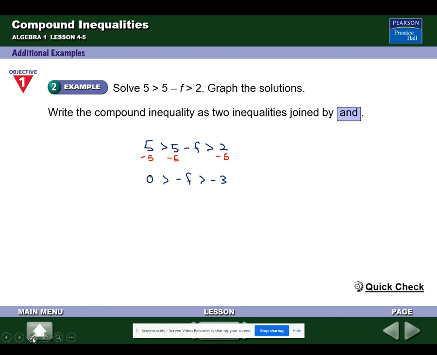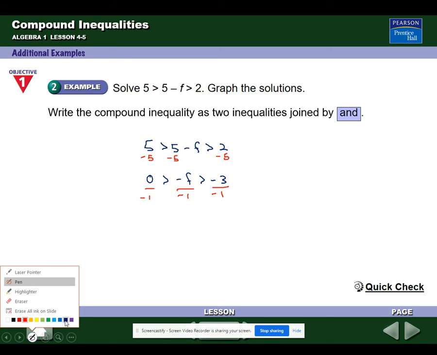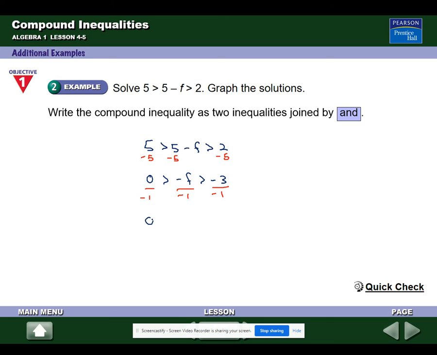And then we want to get f by itself. It's negative right now. That's like saying that it's being multiplied by -1. So we could divide by -1, divide by -1. When you divide an inequality by -1, you have to switch the sign, even if it's like this, where you're going to be switching 2 signs. So 0 divided by -1 is 0. Negative f divided by -1 is f. -3 divided by -1 is 3. And greater than becomes less than. This is the and situation.